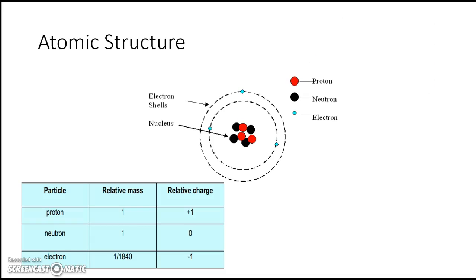Atomic structure. Atoms are made of three fundamental particles: the proton and neutron, which exist in the nucleus of an atom, and the electron, which surrounds the nucleus in shells. So you'll already be aware of the relative mass and charges of the particles, but there's the table, just in case you've forgotten.